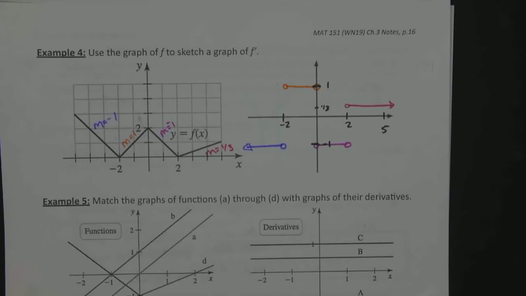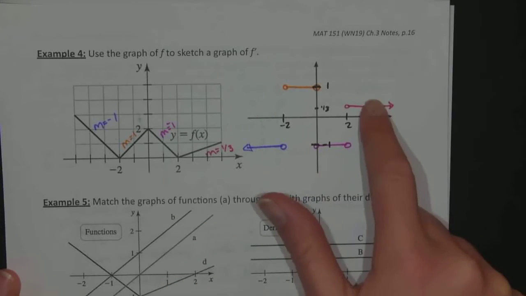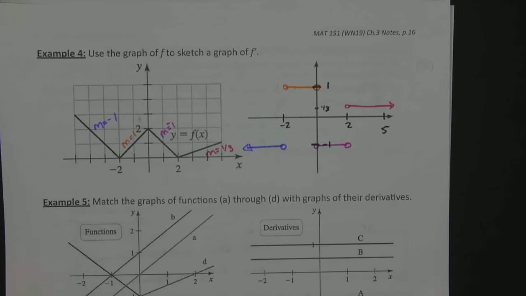Okay, so that is what the graph of this derivative would look like. It has 1, 2, 3, 4 different segments, piecewise derivative graph. Don't draw them wrong again, please.